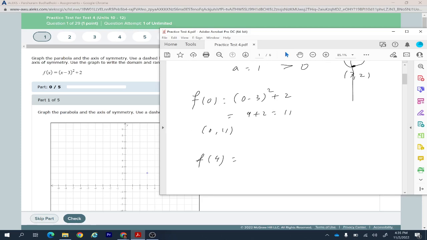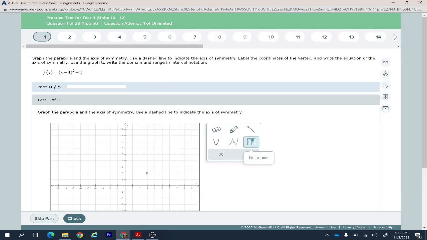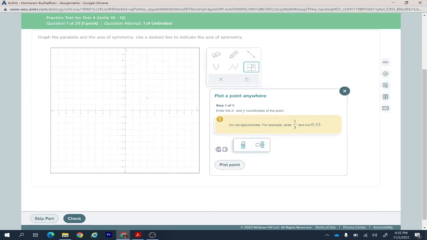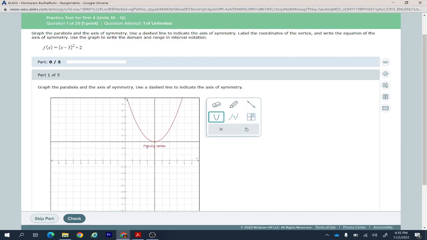I'm trying to find something nearby 3, so that is 4 minus 3 whole square plus 2, which is 4 minus 3 is 1, 1 square is 1 plus 2 is 3. So at 4 the value is 3, so I can plot that point here. At 4 the value is 3, I mean the value of y. Okay, so we plotted that. Now you can choose this one and say, this is my vertex, and another point, the parabola opens up and goes to that point. So that's how you have to click that one.